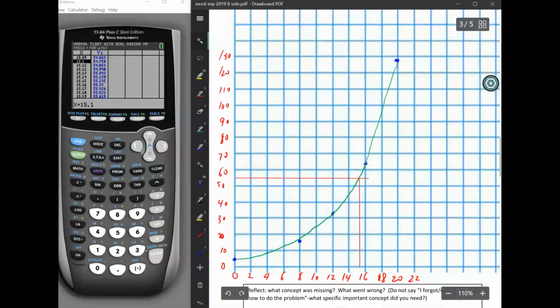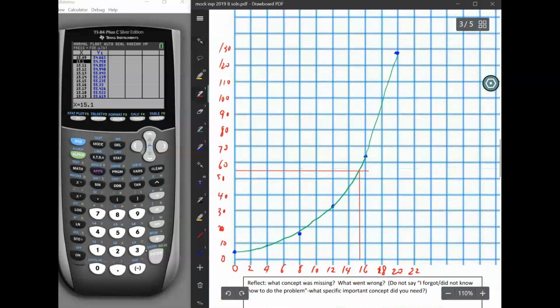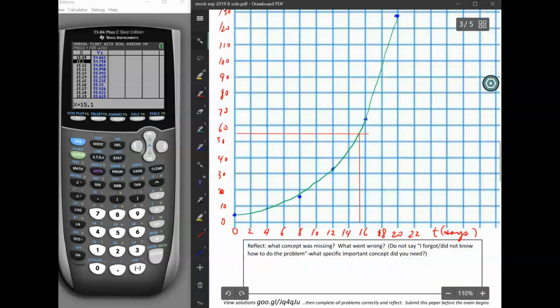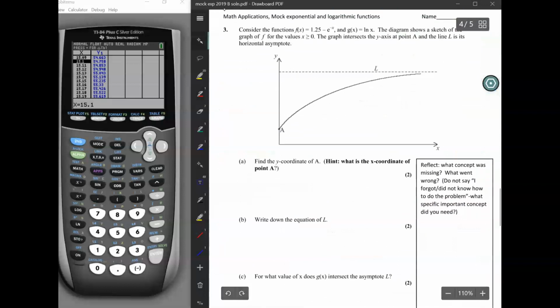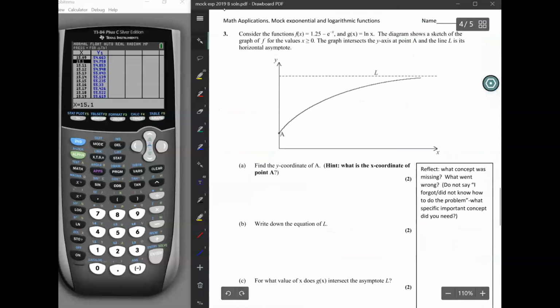One last thing. Be very careful to label. So here we should put days or T or something like that, T in days. And here we should put N in fleas. On a graph on the exam, you should always label your axes, even if sometimes I forget to do it when I'm showing you a solution. You should never forget on an exam or on the IB exam.